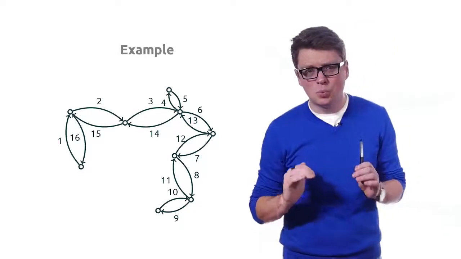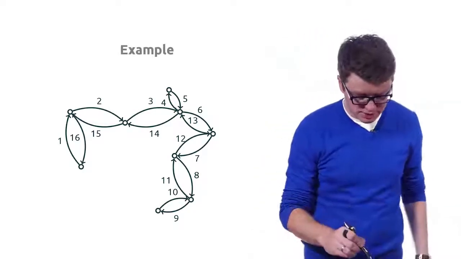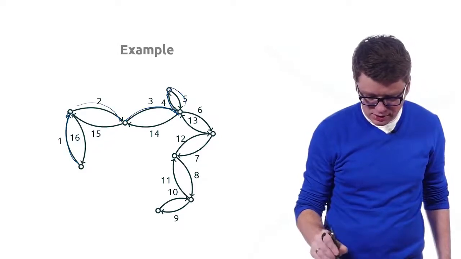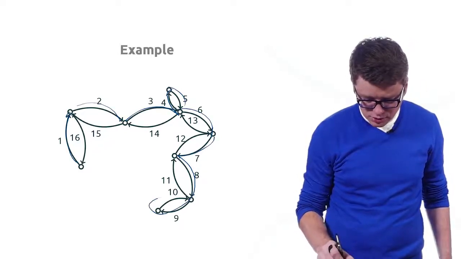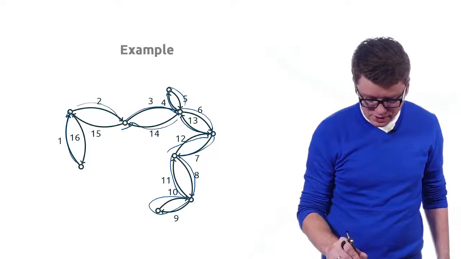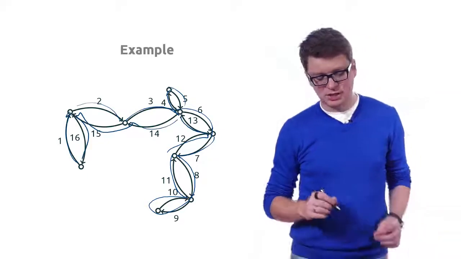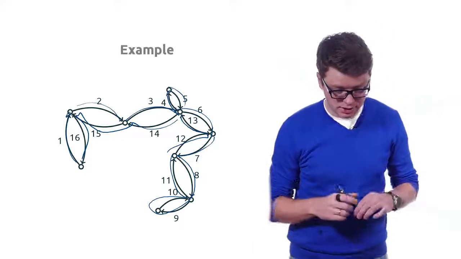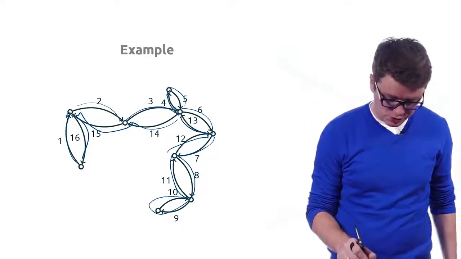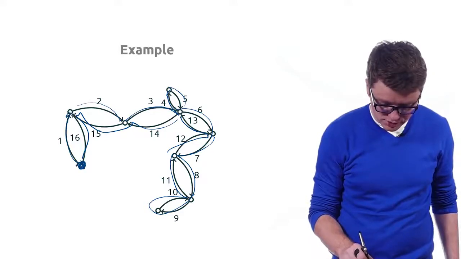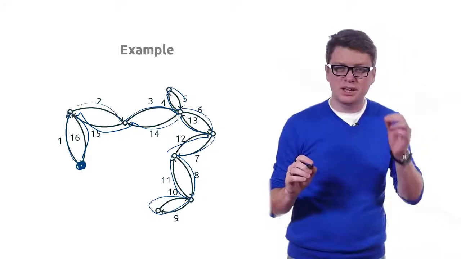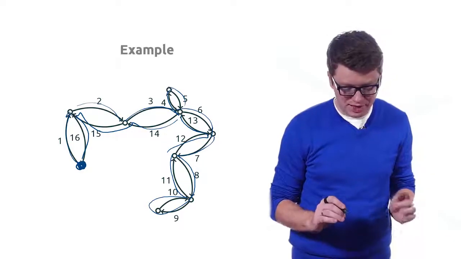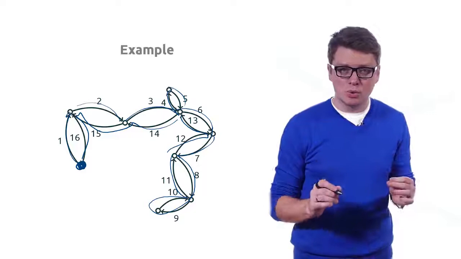Let's consider one such cycle. For example, we first go here, then here, then here, and so on. So we finally traverse all the edges in our graph. And then we do a very simple operation. We now need to transform the cycle into a cycle that visits every node exactly once. Currently it visits some of the nodes more than once.